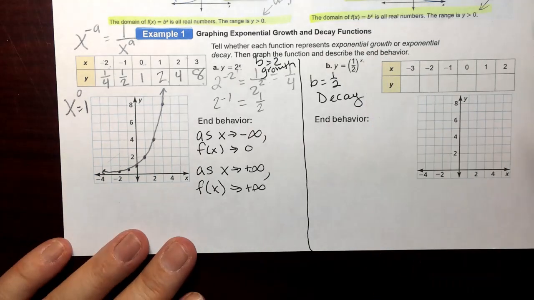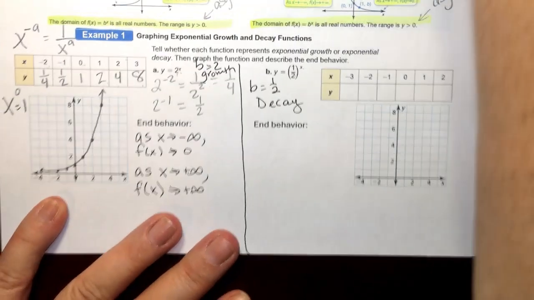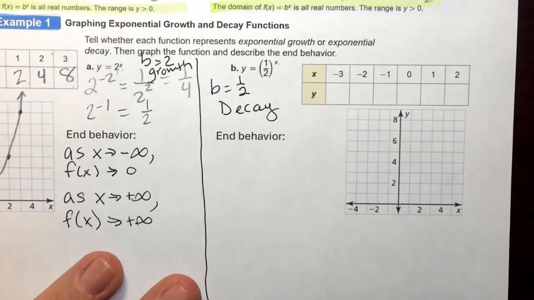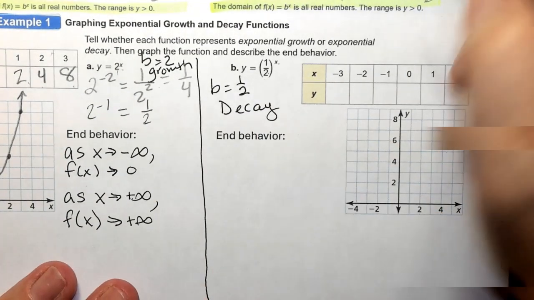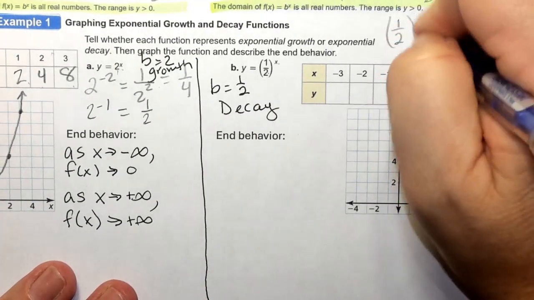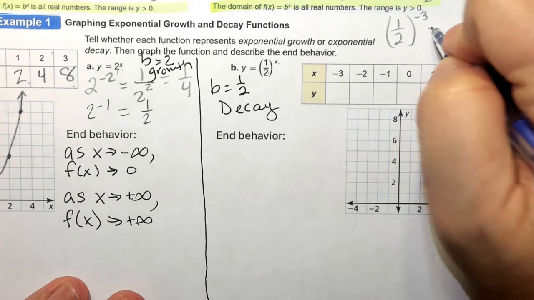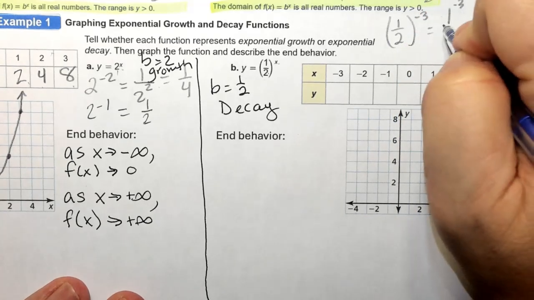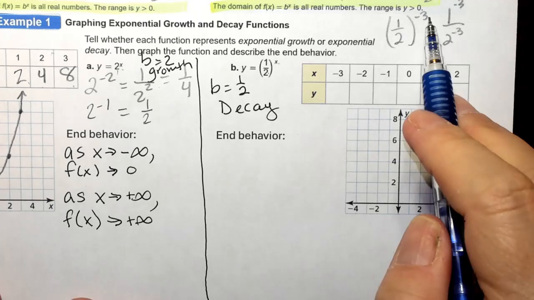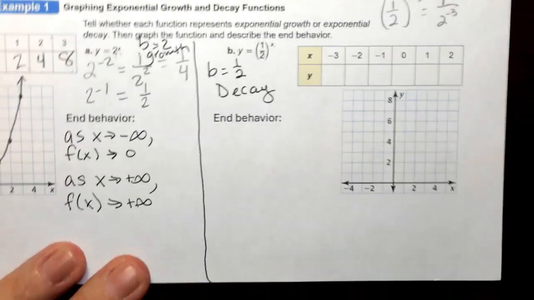Okay, so I'm going to do this over to the side here. I'll zoom in a little bit. So what I meant is, okay, we have 1/2, and you are raising it to the negative 3 power. So you're saying 1 to the negative 3 over 2 to the negative 3, because remember you have to distribute that exponent to both.